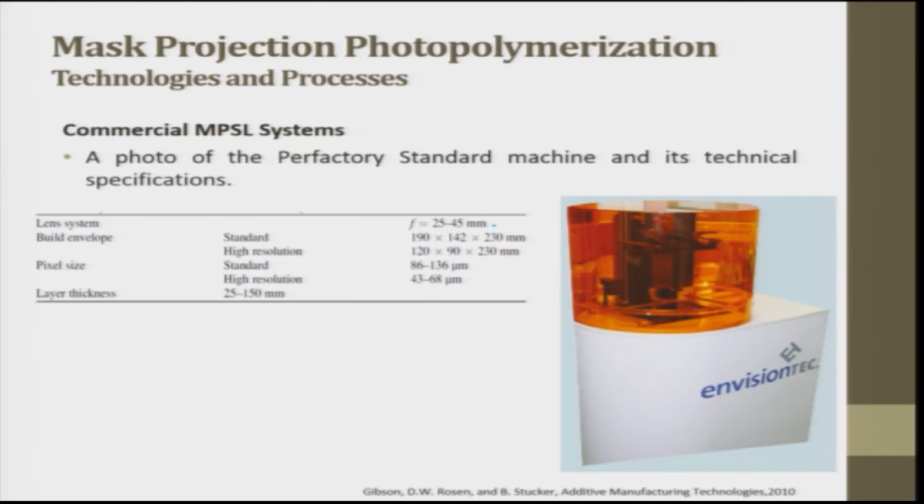So you can see the lens system. We have talked about the build envelope. What is the build envelope? That means the area within which the object can be made. Look at the resolutions we talk about, and the pixel size in microns, and high resolution will be this. So the higher the resolution, the better the clarity of the feature, but the longer the build time. You can see the layer thickness can vary from 25 to 150 microns.